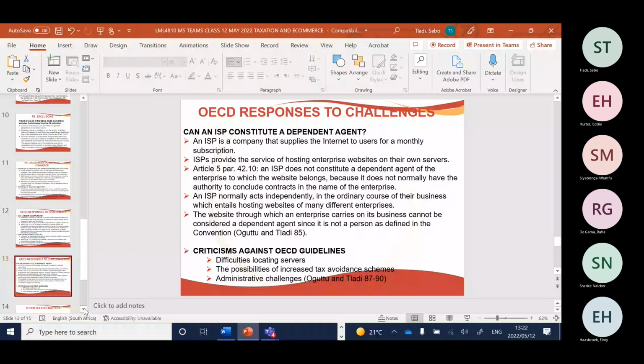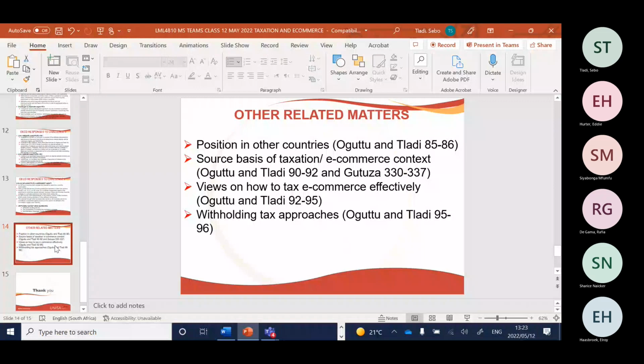Other issues the authors look at are the position in other countries, whether it's the US or the country under discussion. You'll also find the position in the US in the green paper, then a source basis of taxation in the e-commerce context. You can look at the Ogutu and Tladi article for views on how to tax e-commerce effectively. You can also check pages 92 to 95 of Ogutu and Tladi on withholding tax approaches. You can look at those page references.